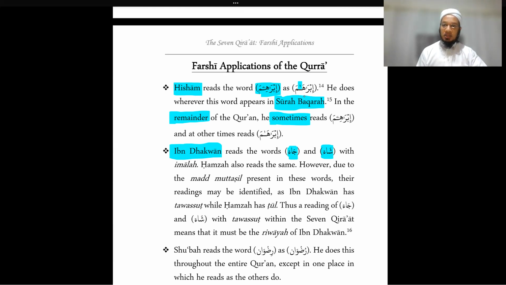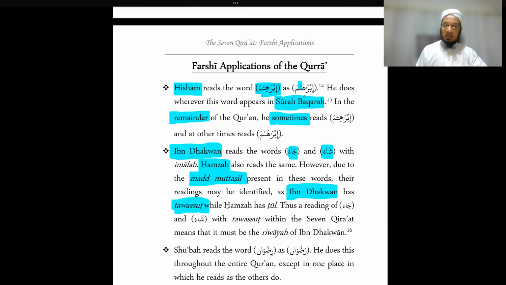Ja'a, sha'a. He's not the only one that does this, however. Of the sab'ah, of the 7 qurra, Hamza also reads the same. However, these words have a mad muttasil. You have an alif followed by a hamza in the same word. Therefore, we can now distinguish between Ibn Dhakwan and Hamza due to the application of the mad. Ibn Dhakwan will have tawassut and Hamza will have tul.